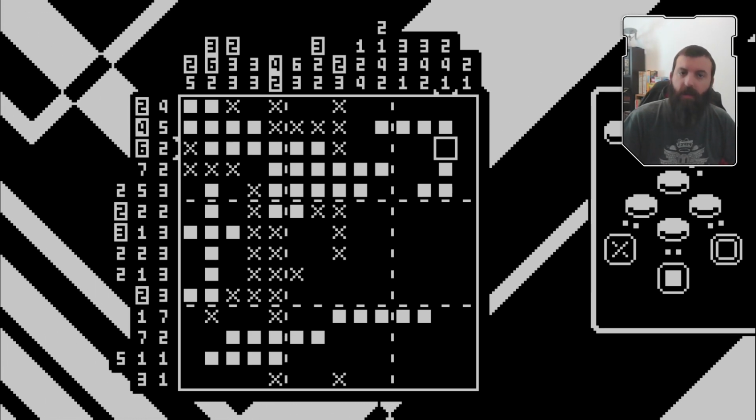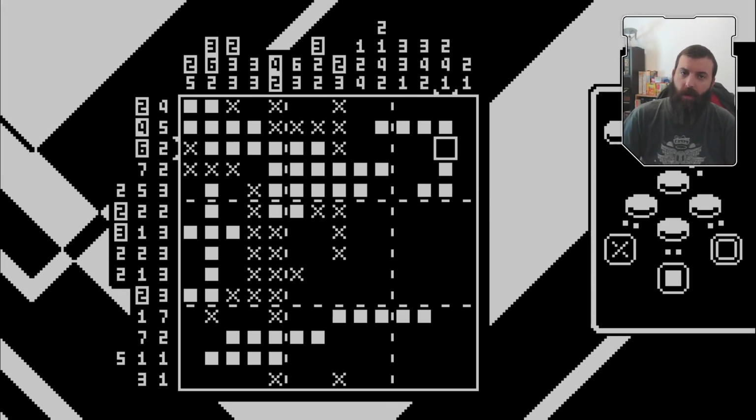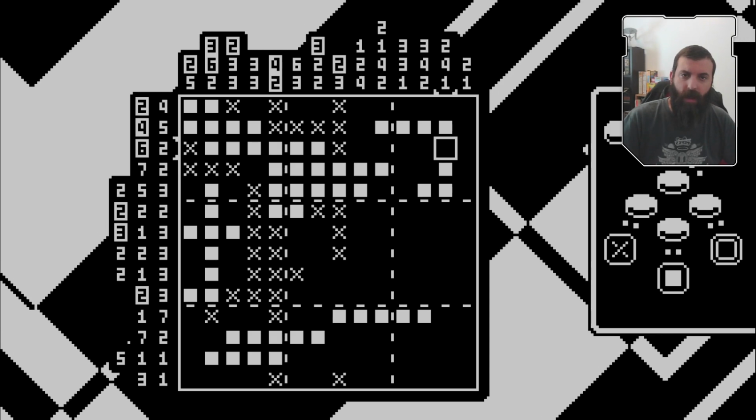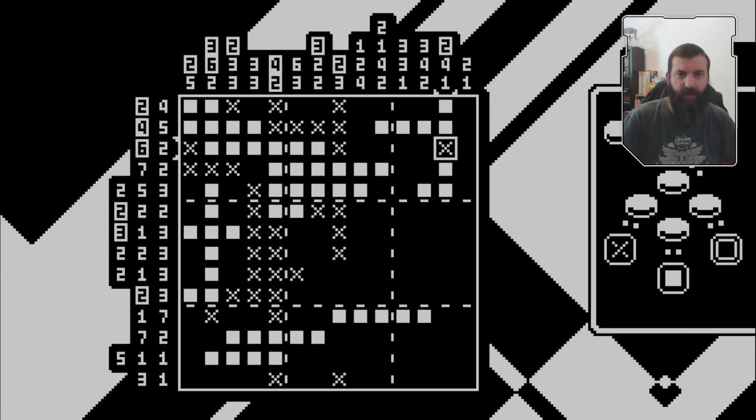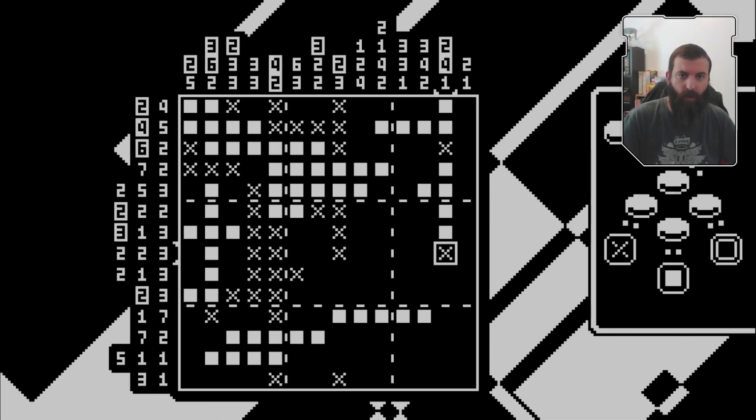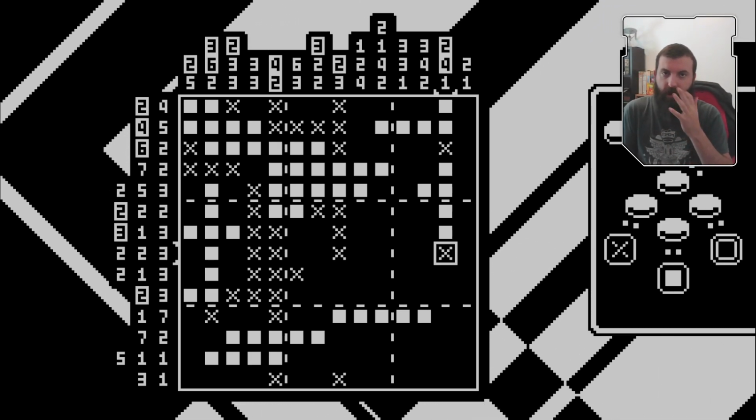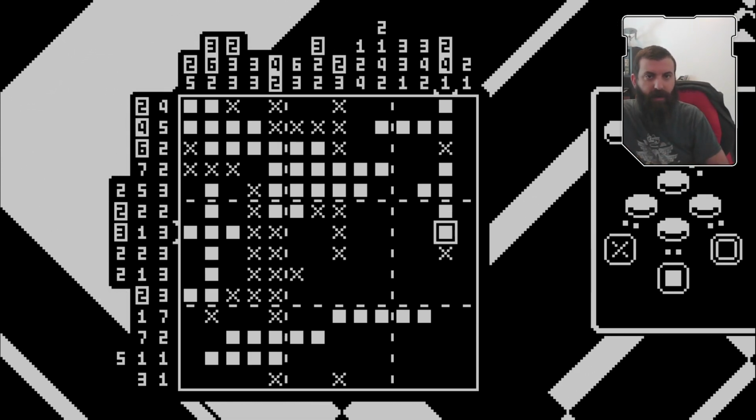Looking vertically, we've got a 2, 4, 1. The 2 has to be these 2. This has to be the 4. Can't figure out where the 1 is, but that definitely narrows it down for us.